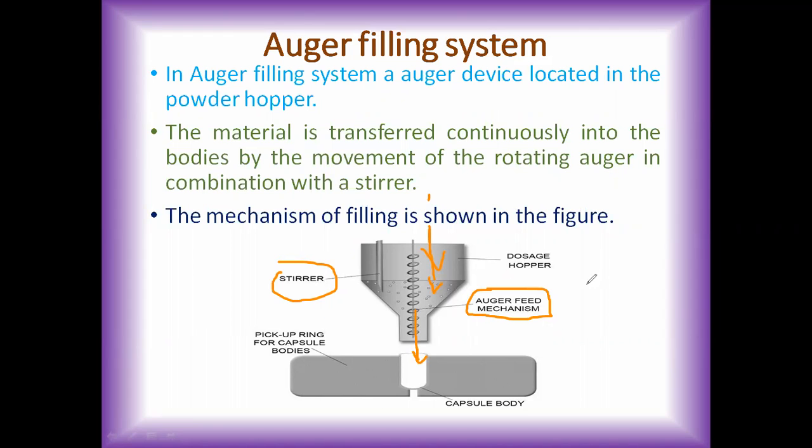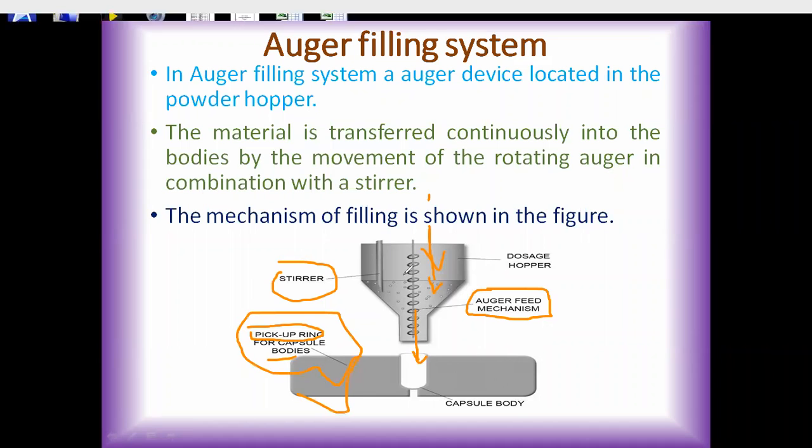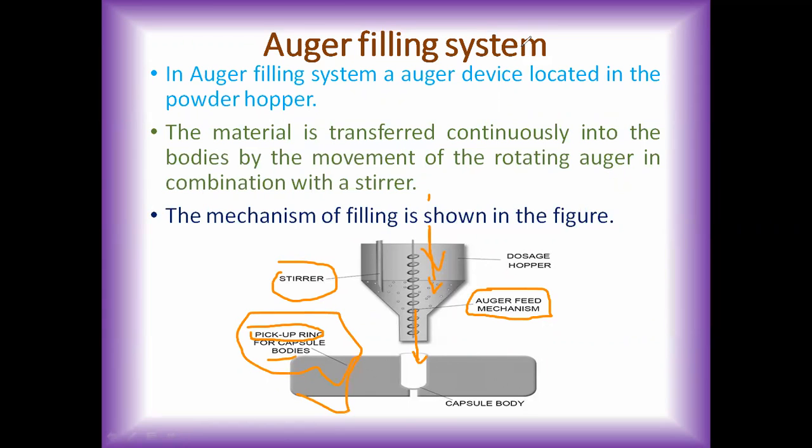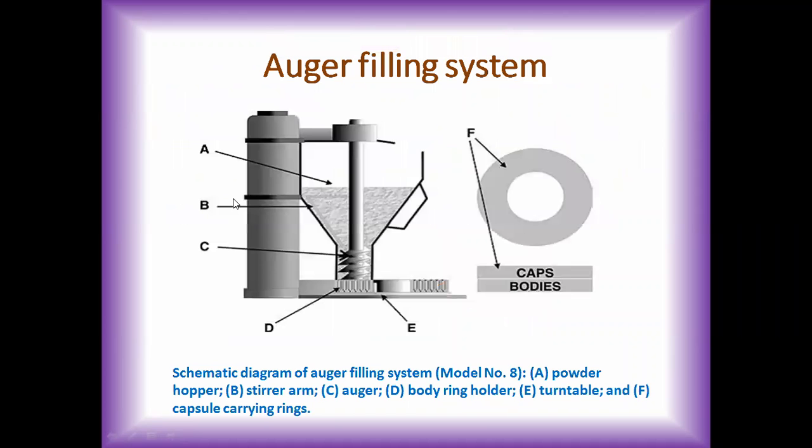And apart from that, later on we have a pickup ring for the capsule body. It is present in this area. So this is all about the first system, that is the auger filling system mechanism. Now let's see in detail the whole structure.